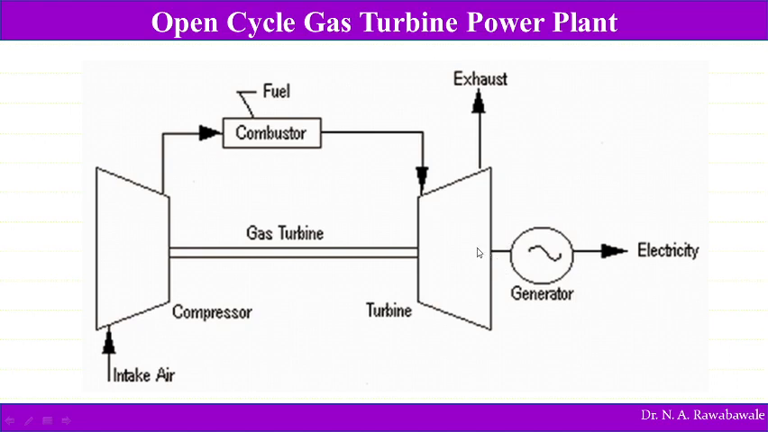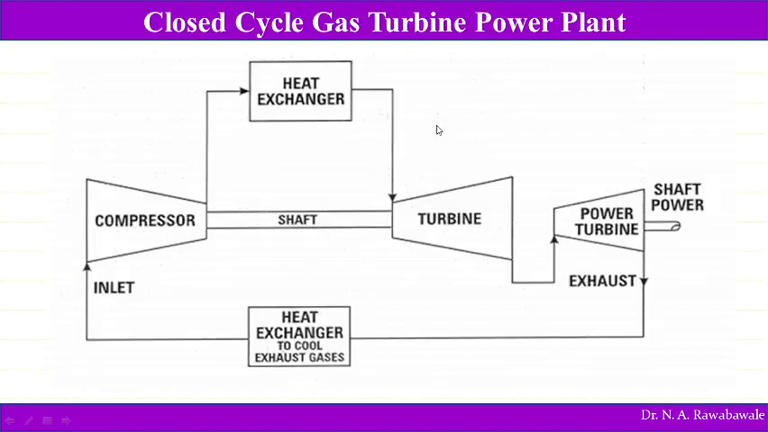The power generated in the turbine is connected to the generator or alternator, where the mechanical work is converted into electrical energy, and part of that mechanical work is used to run the compressor. So this is called an open cycle gas turbine power plant. Then the closed cycle gas turbine power plant. What is this closed cycle gas turbine power plant?